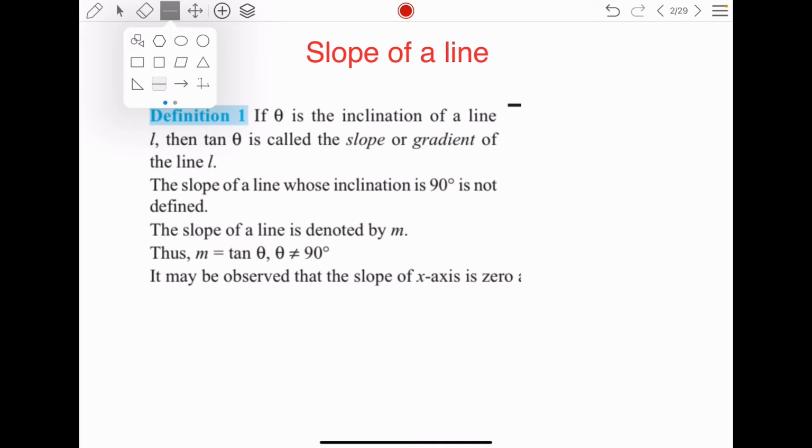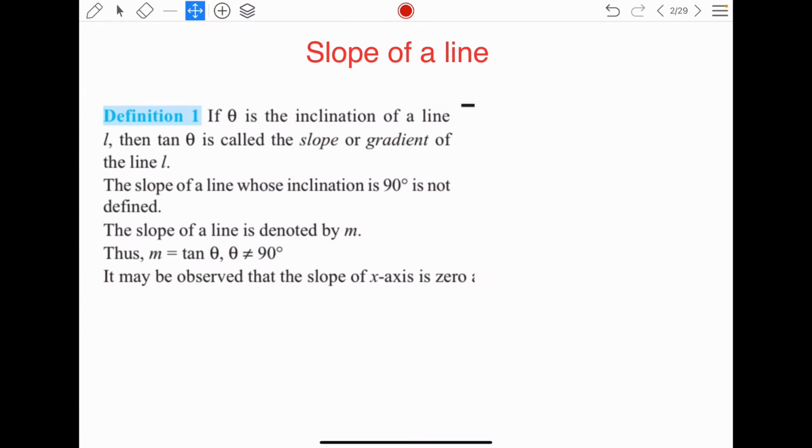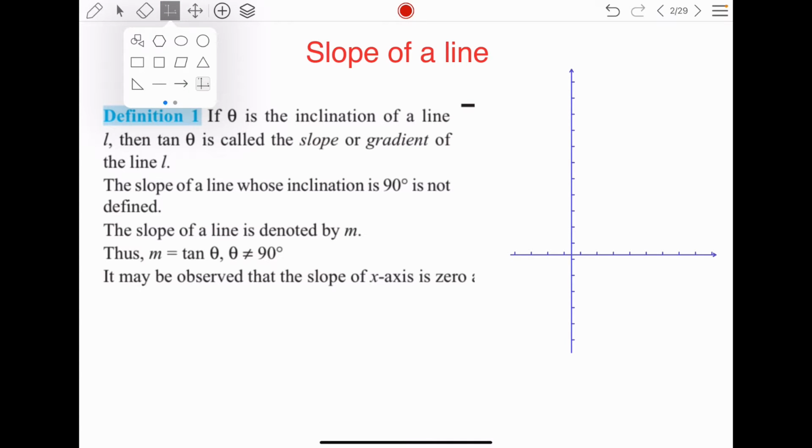Whenever, again I repeat, I'm talking about a line, I have my coordinate system, because everything related to straight lines is done in your coordinate system only. So whenever I have a line, I have a coordinate system like this, and here I have a line. Suppose this is my line. Now when we talk about the slope of a line, it is also called inclination of a line. And tan theta, if theta is the inclination, meaning the angle made between the line and the positive x-axis, tan theta is called slope or gradient of the line.